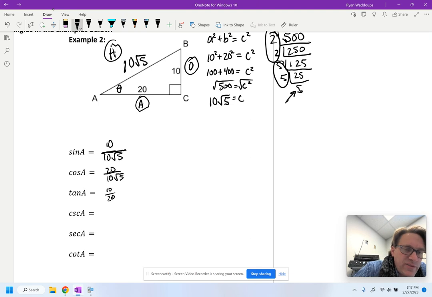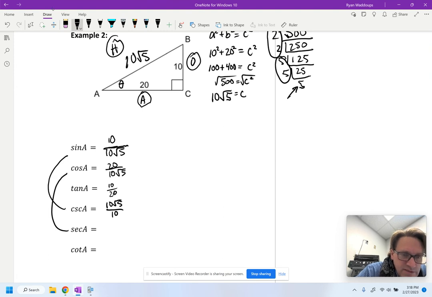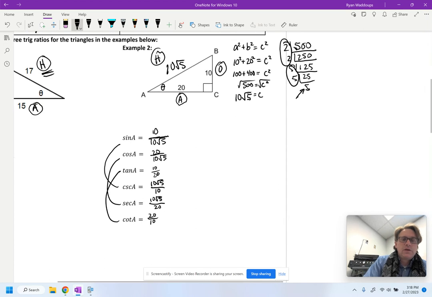And you'd want to simplify these as you can, but right now this is just the basic idea of what these ratios are. So the cosecant is 10 square root of 5 over 10. The secant is 10 square root of 5 over 20. And the cotangent is 20 over 10. All right.